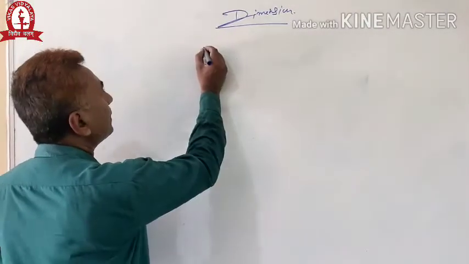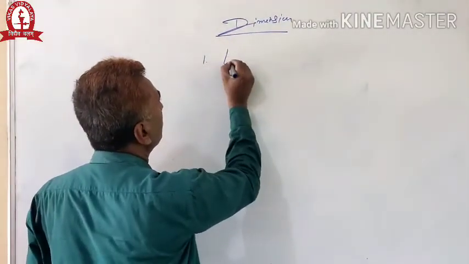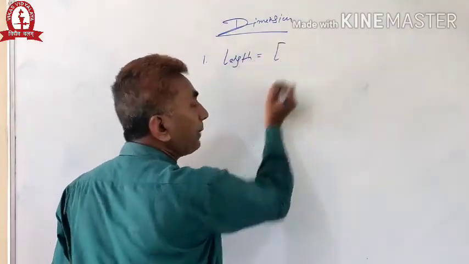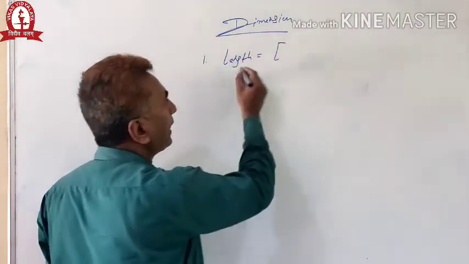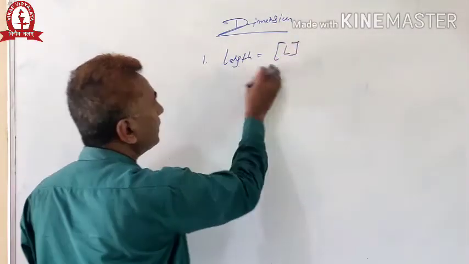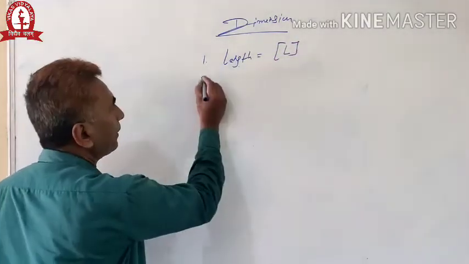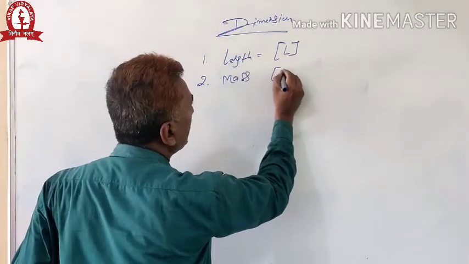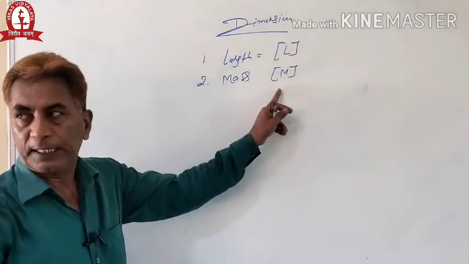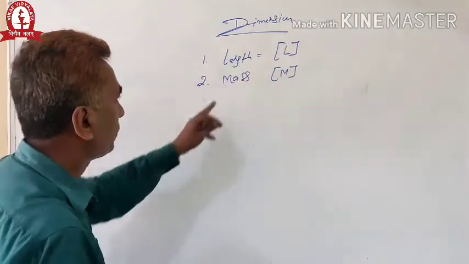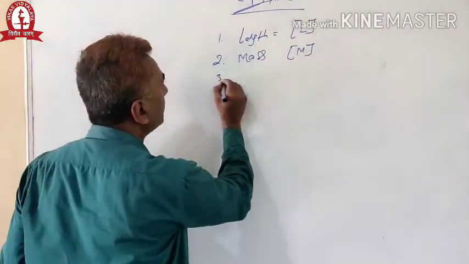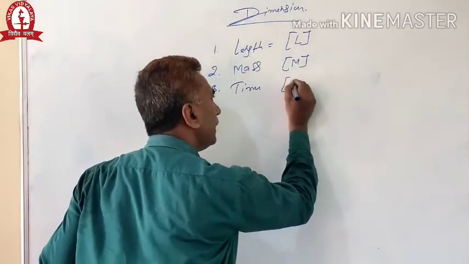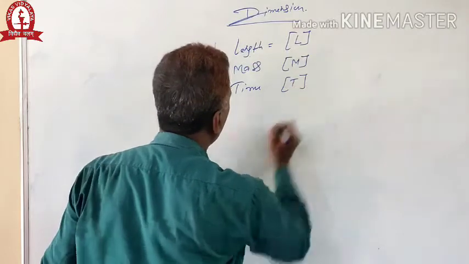Now, the first dimension, which is known as length, and dimension is expressed in square brackets. Within square brackets I write here L. This is the dimension of length. Now second, mass. Dimension of mass is represented by M in square brackets. The third is time. In brackets I write here T for time.